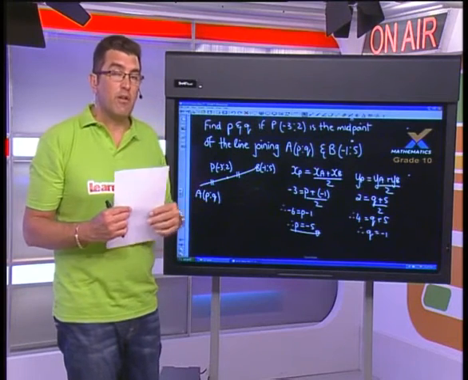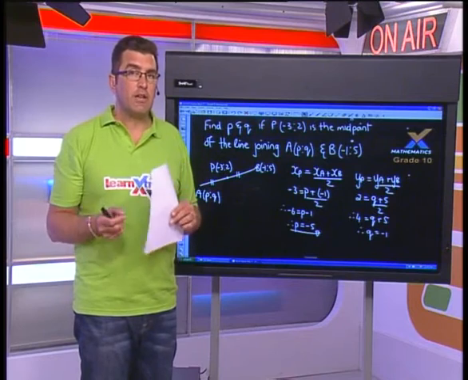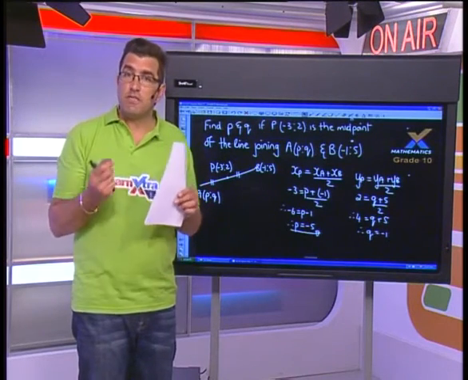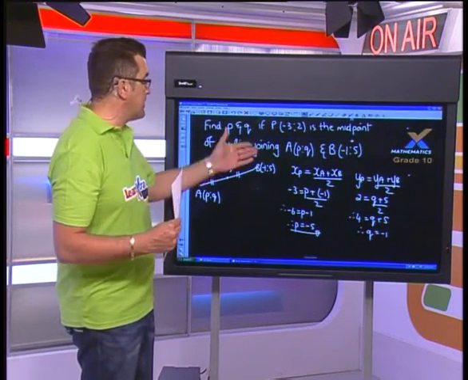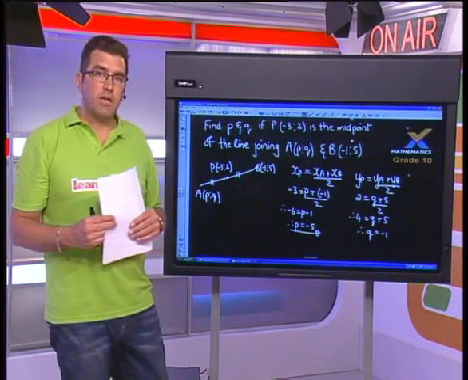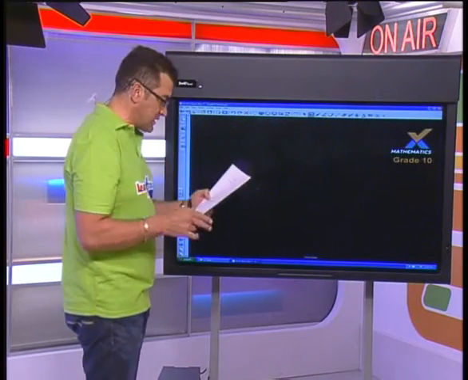So be aware of what we spoke about earlier. When lines are parallel, their gradients are equal. When lines are perpendicular, their gradients multiply to a product of -1. And in this particular one, they've given me the midpoint. We've got another one that uses the distance formula.